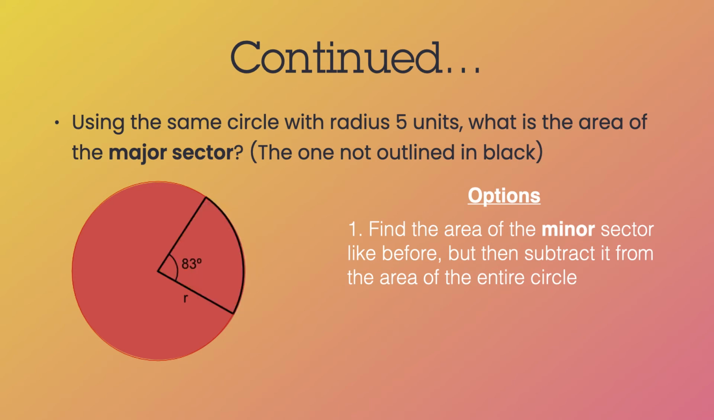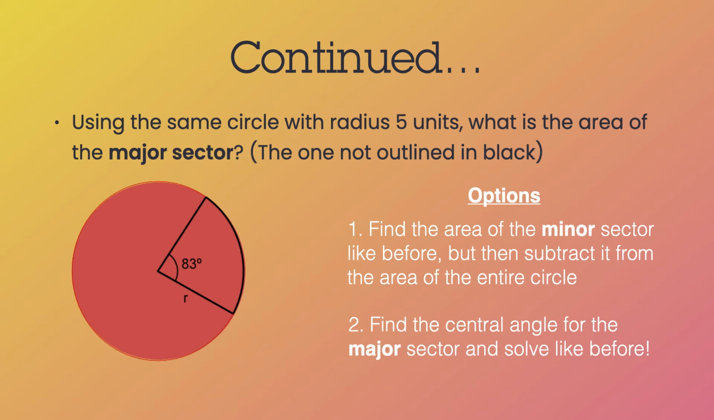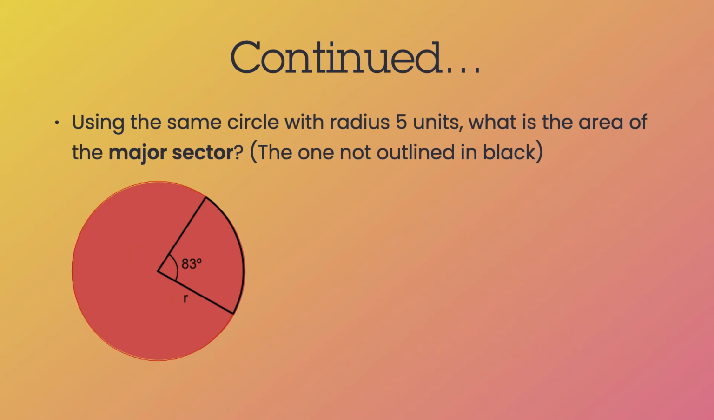Now, our second option, though, is to find the central angle for the major sector and then solve it like before. So we find the other angle that wraps us the rest of the way around. We are going to actually solve this out, and I'm going to use method number 2 because that's what I'm personally more comfortable with, but we'll do a second example where we use method 1.